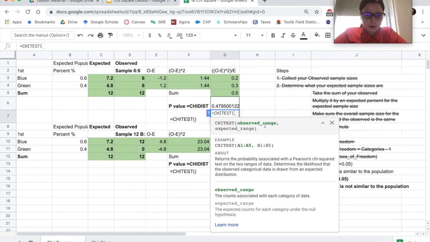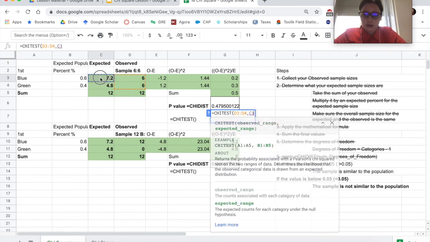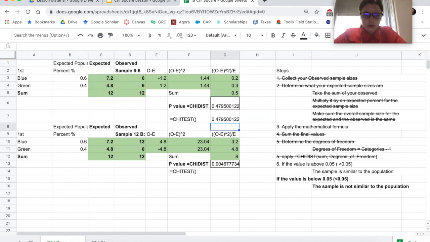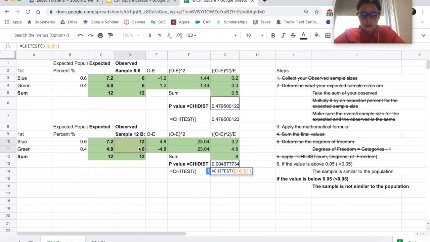So you would do equals chi-test. Now it asks first for the observed range. Well, our observed range, what we sampled, is here, comma. Now the expected range, here. This returns the same value that we got for the chi-distribution in the beginning, and it's a much easier way to find the p-value. And we'll do that here too. Our observed first is this, and our expected. 0.0046. So now there's two ways of finding the p-value for the chi-square test.